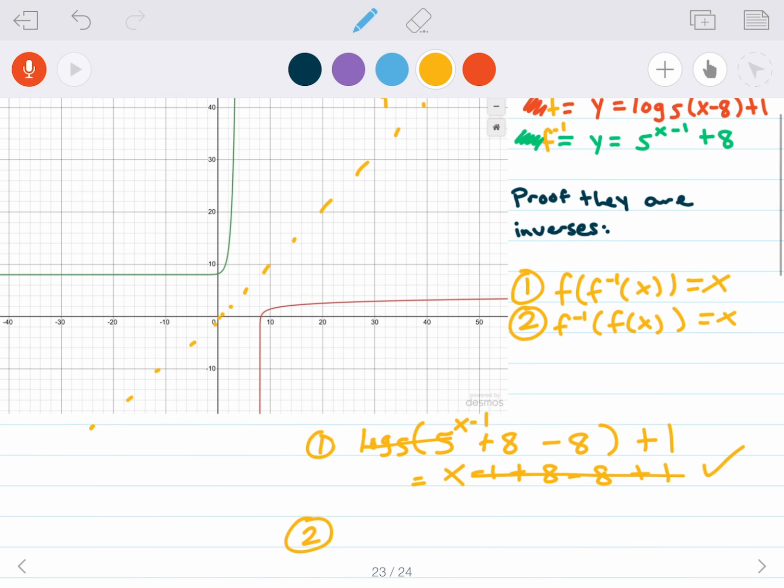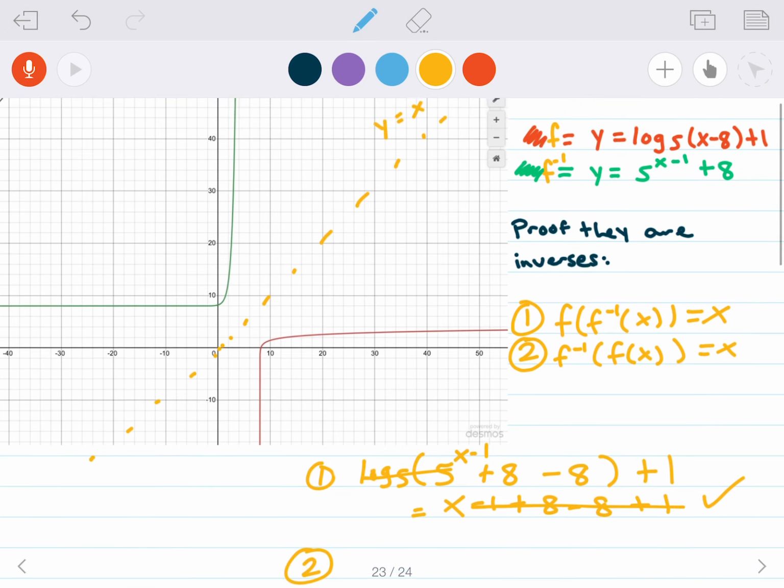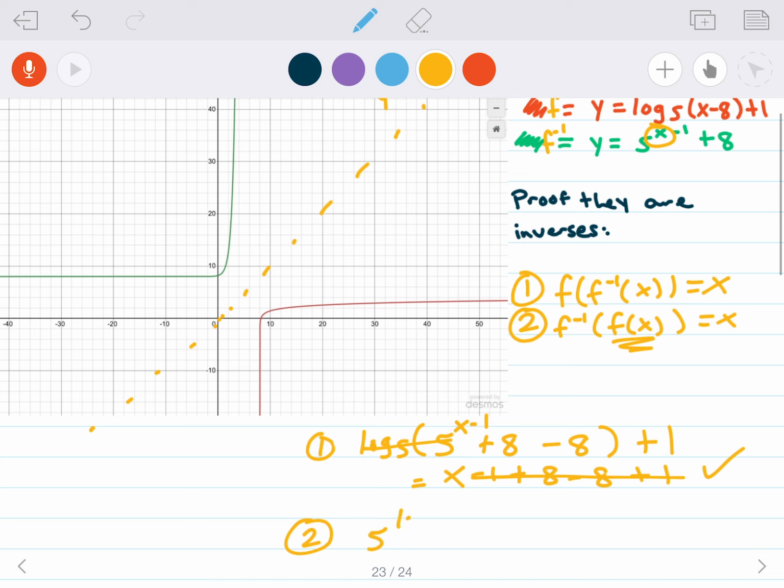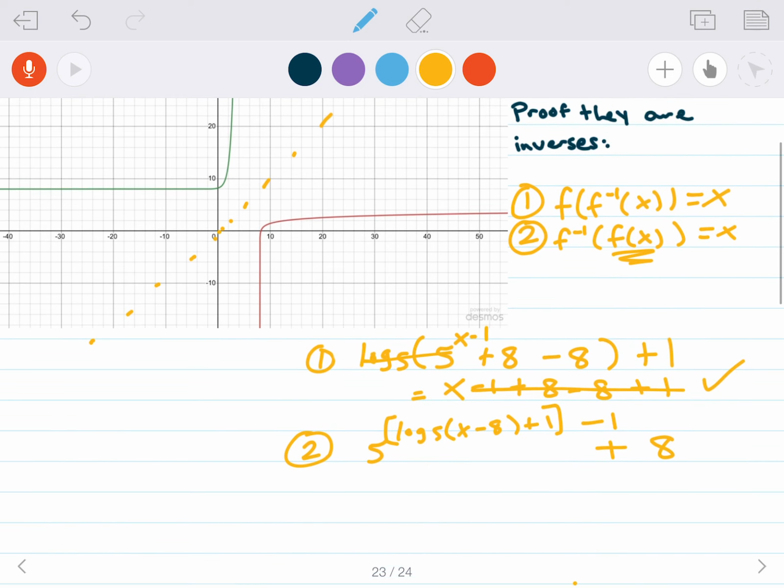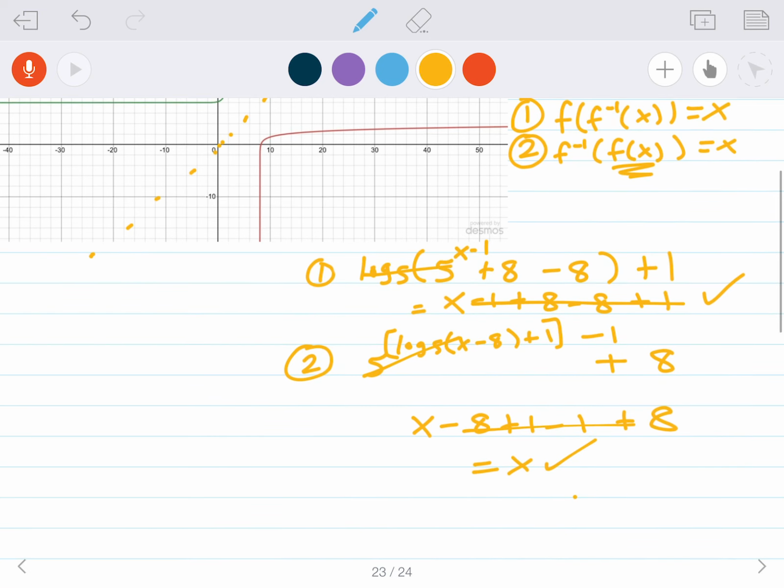Let's do our second condition. We're plugging in f into the inverse function for x. So we have 5 to the log base 5 of x minus 8 plus 1 minus 1. So this whole thing is our input, plus 8 on the outside. The 5 log base 5 are going to cancel, and we're left with x minus 8 plus 1 minus 1 plus 8, and that all goes to x. So the second condition is met, therefore the functions are inverses.